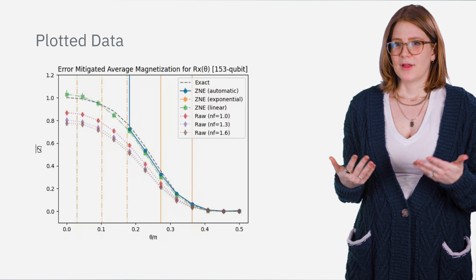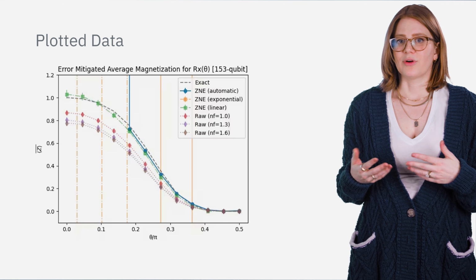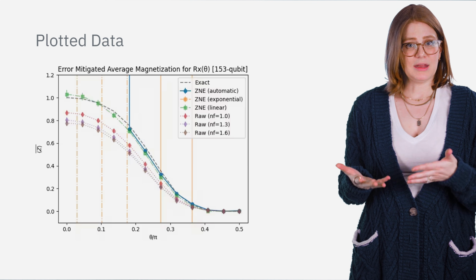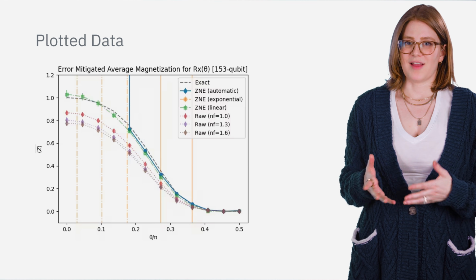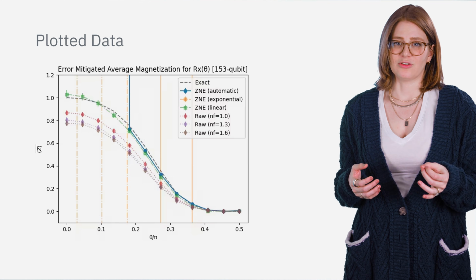In summary, the noisy values show high deviation from the exact values. The mitigated values are close to the exact values, demonstrating the utility of the PEA-based mitigation technique. And that essentially concludes this episode.